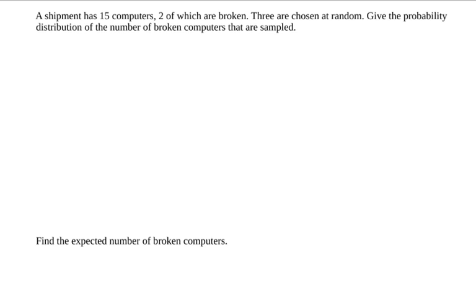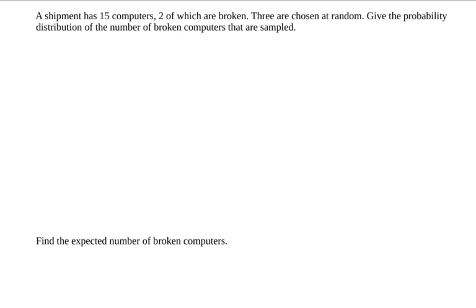A shipment has 15 computers, 2 of which are broken. 3 of these computers are chosen at random to test. Give the probability distribution of the number of broken computers that are sampled. Okay, let's see. We need a probability distribution.